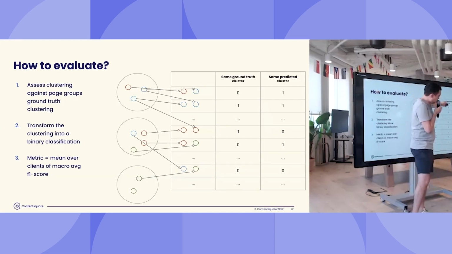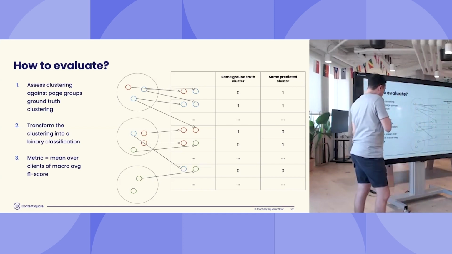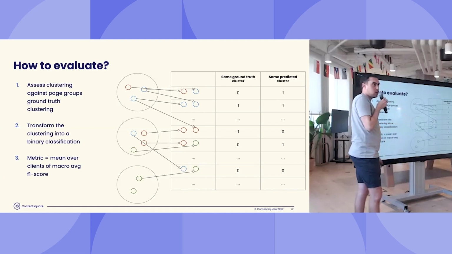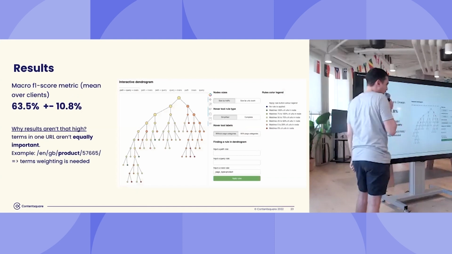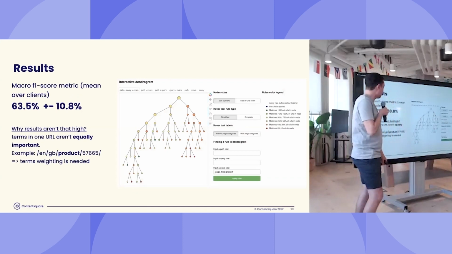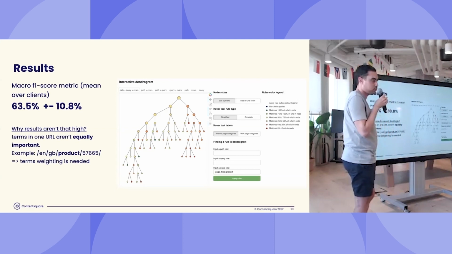And then based on this binary classification, we're going to compute the macro average F1 score for each client or website. And then we're going to apply a mean over clients so that each client has the same impact on the metric. And the results are in, and they are not that good. The results are 63% with a standard deviation of 11%.